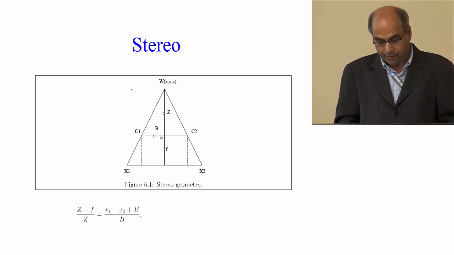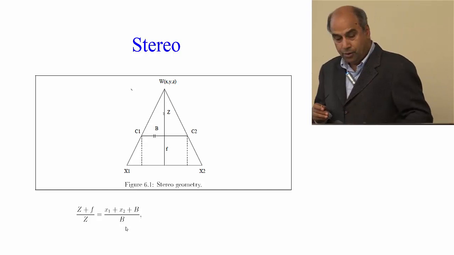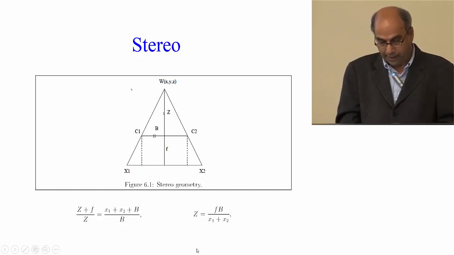And because Z plus F upon Z, so this is a big triangle and this is a small triangle, and then X1 plus B plus X2, which is for the big triangle, the base, and then the smaller triangle B, they have to be equal, they are equivalent triangles. So using that, we can find out Z is equal to FB over X1 plus X2.